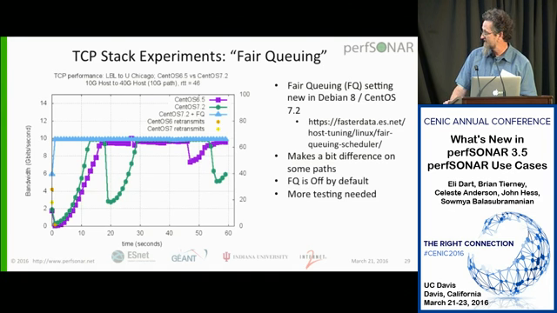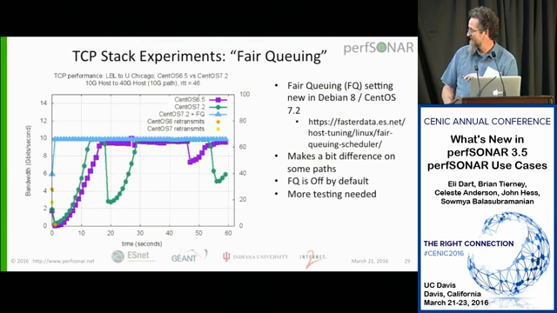So you see 6.5 and 7.2 in this particular case, it's slightly different dynamics. 7.2 again ramped up faster than 6.5, but actually hit a bigger loss event. So they were both about the same at the end of the day. But with fair queuing, you get this nice, solid, perfect graph. So this is all pretty new stuff.